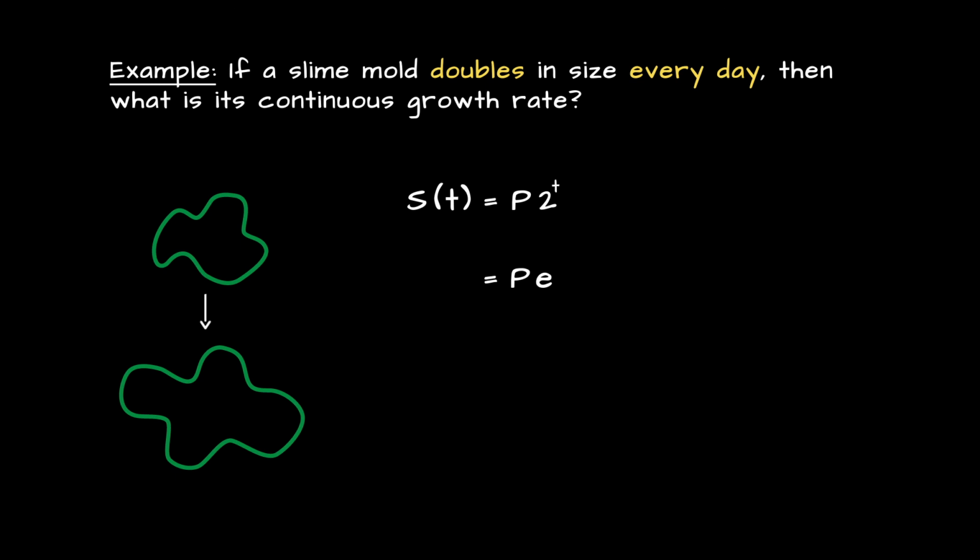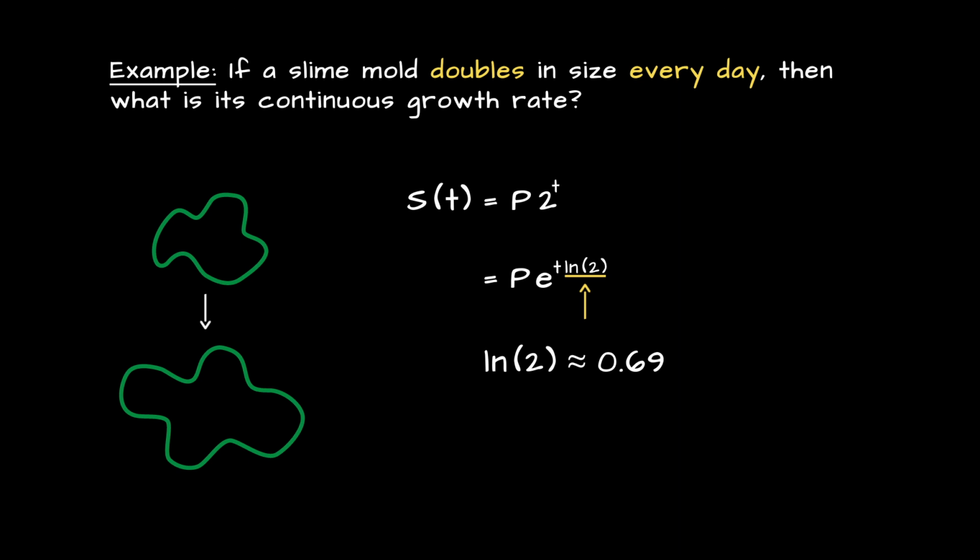The answer, which you hopefully arrived at using the change of base formula, is that 2 to the t converts to e to the natural log of 2 times t. And once we see that, we're immediately able to read off the continuous growth rate. The continuous growth rate will simply be the natural log of 2, which works out to be roughly 0.69, or roughly 70%. And this gives us some interesting information.